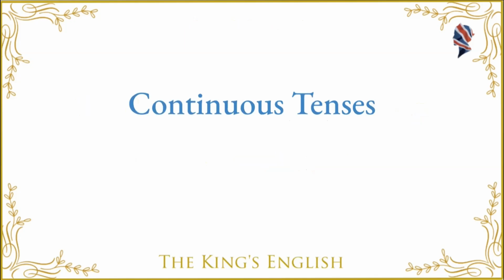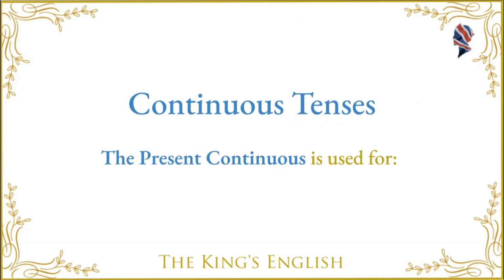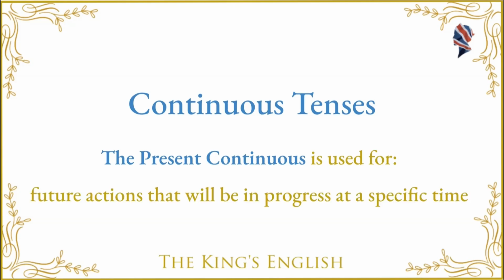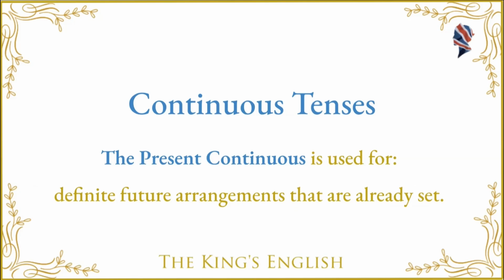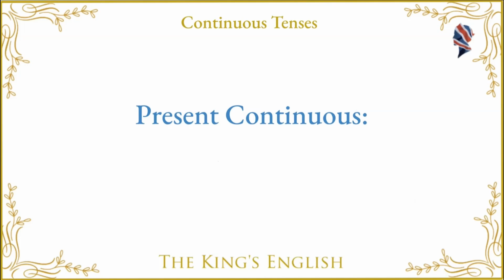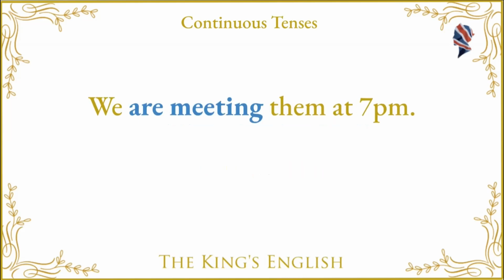Continuous tenses. The present continuous is used for future actions that will be in progress at a specific time. Definite future arrangements that are already set. Present continuous. Future plans. We are meeting them at 7 p.m.